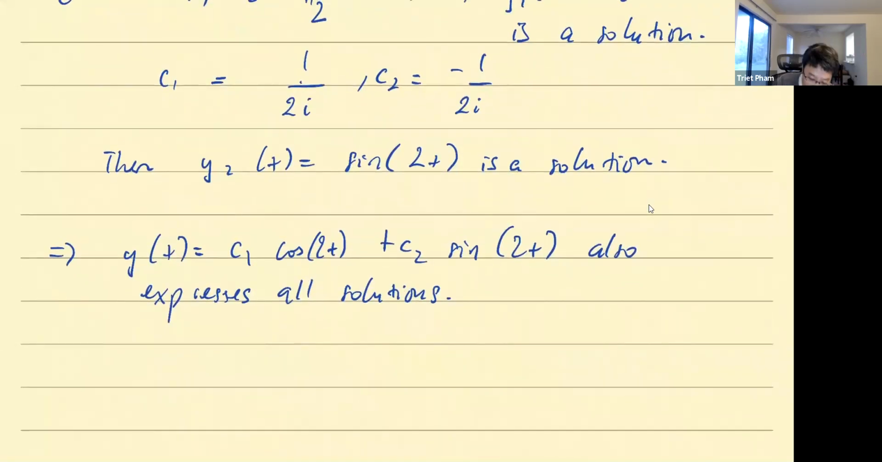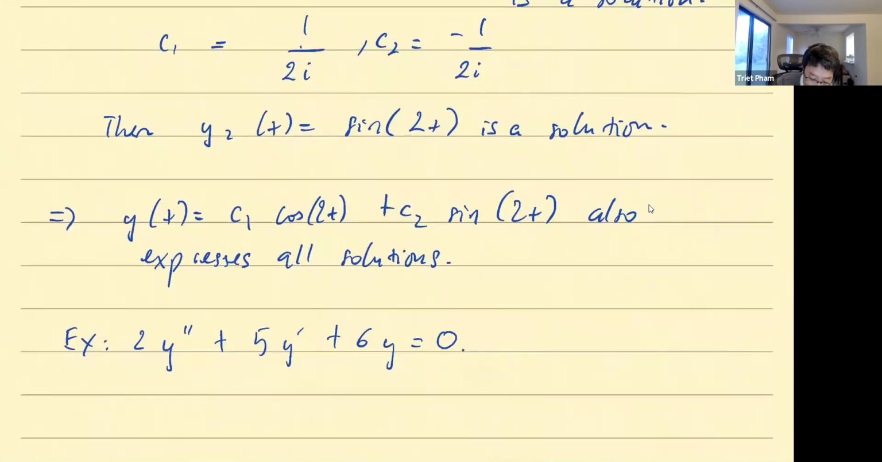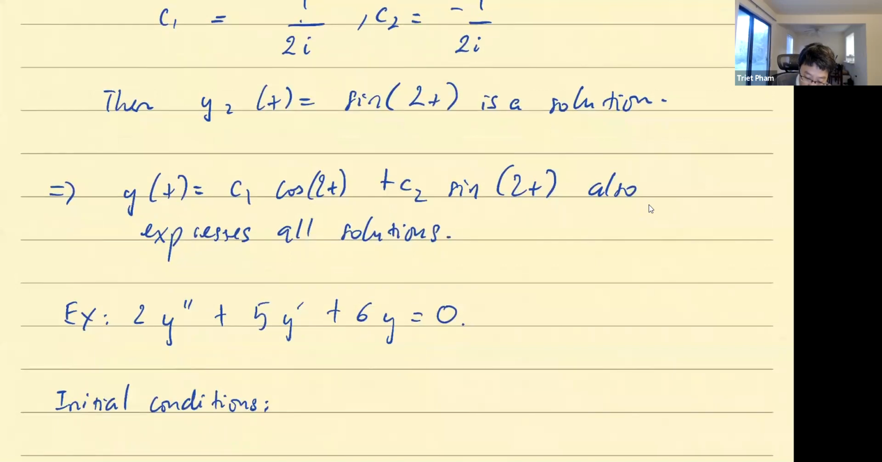So let's run through some examples real quick. I'm not sure if I can cover every case, but for example, let's say 2y double prime plus 5y prime plus 6y equal to 0. And by the way, how would the initial conditions for this kind of problem be posed? The initial conditions, if you care to pose them, will be y of 0 equal to something and y prime of 0 equal to something. Like 1 and 2 or 0 and 1, that kind of thing.